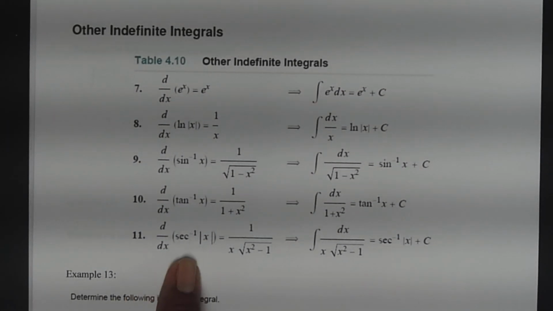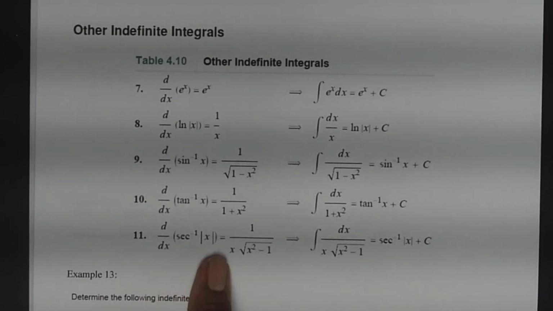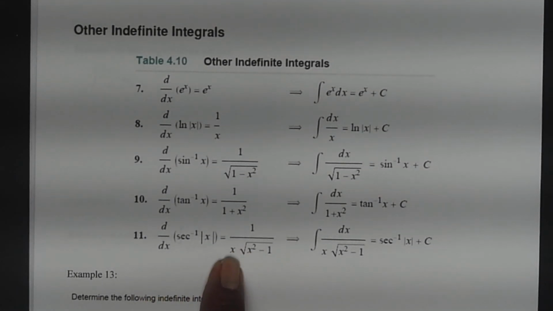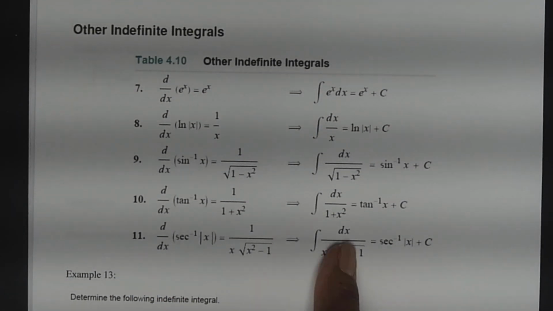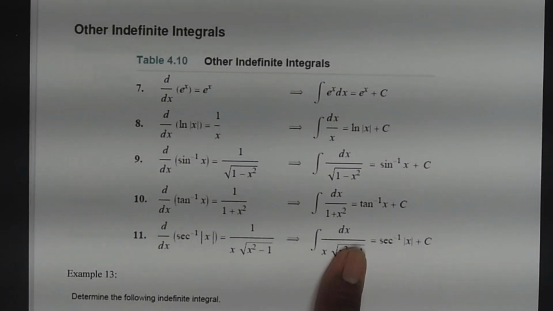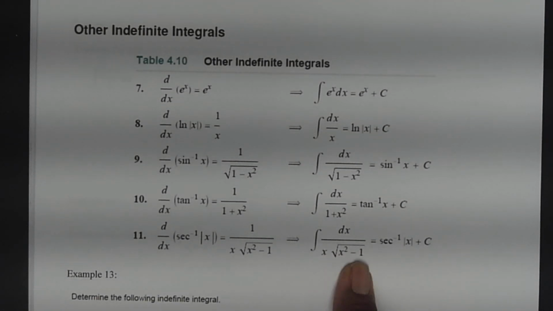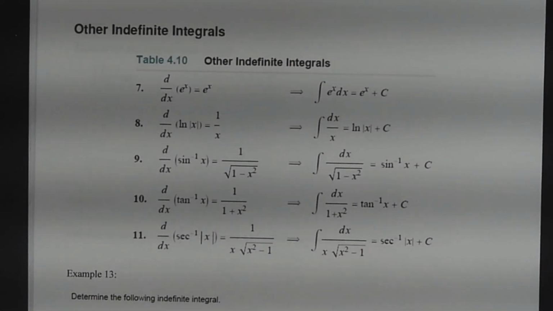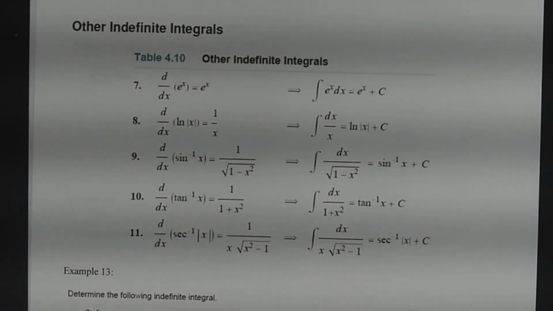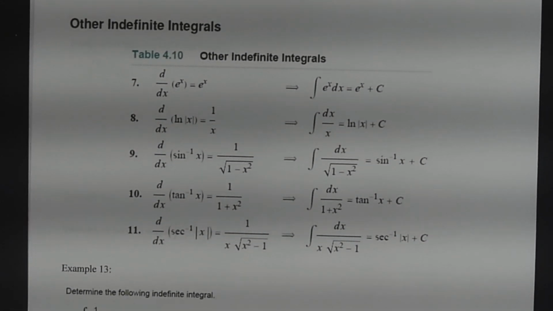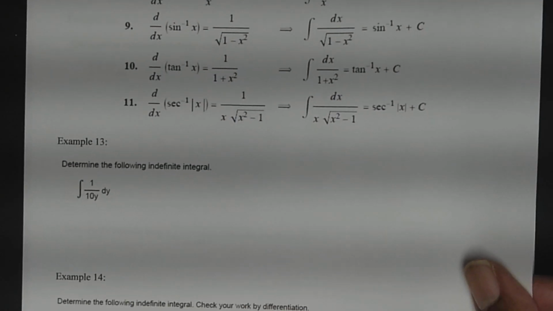And then we have the derivative of the inverse secant of the absolute value of x with respect to x. That's going to be 1 divided by x times the square root of x squared minus 1. So that means here your integral of dx divided by x square root of x squared minus 1, that would be the inverse secant of the absolute value of x plus c. So these are your other indefinite integrals. And we'll be using those to solve some of these examples here, like in example 13.